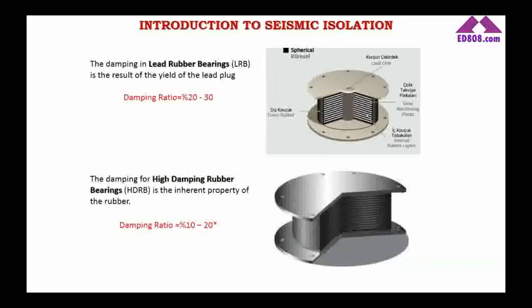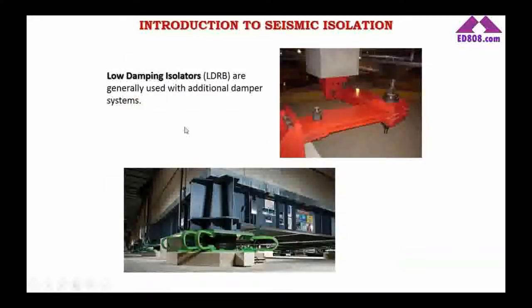Here we say it is up to 20% for high damping rubber bearings, but as far as I know, some of the main high damping rubber bearing manufacturer companies in Malaysia and, as far as I know, in Japan, they achieve more than 20%, 20 to 23% damping for high damping rubber bearings. Low damping rubber bearings are not used solely.